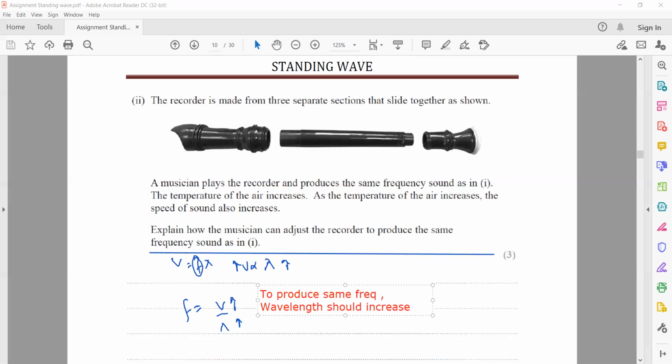And how can we increase the wavelength? As we know, in the first part, when we calculated the wavelength, lambda was equal to 2L. So if we want to increase the wavelength, we should increase the length. So the length of the recorder must be increased.